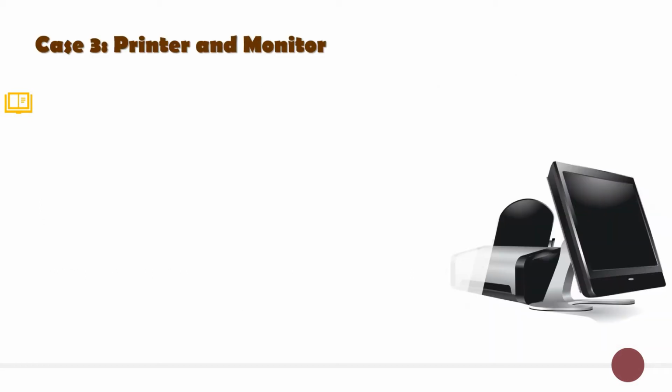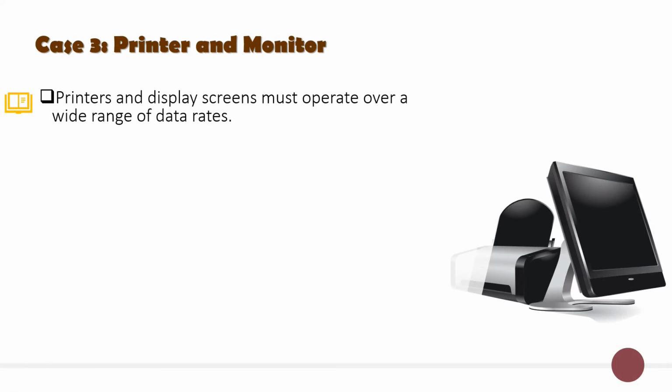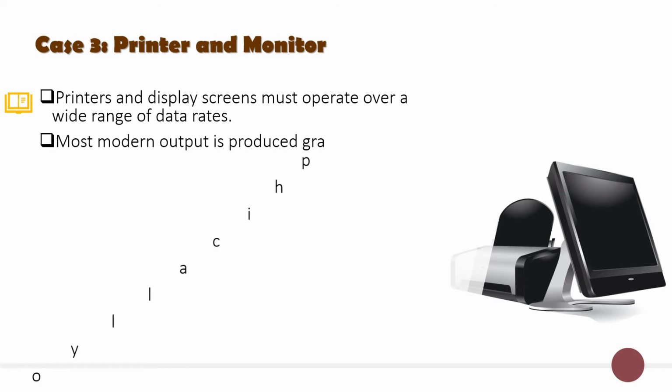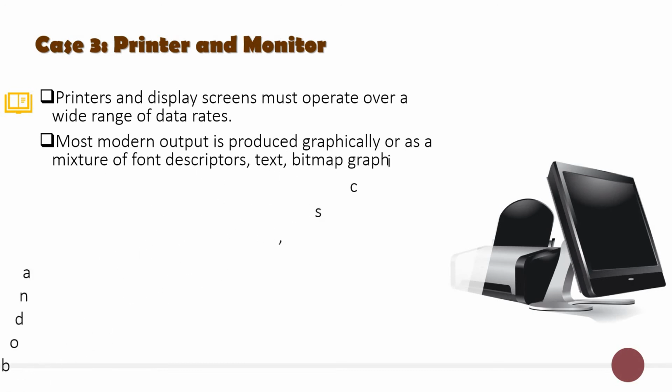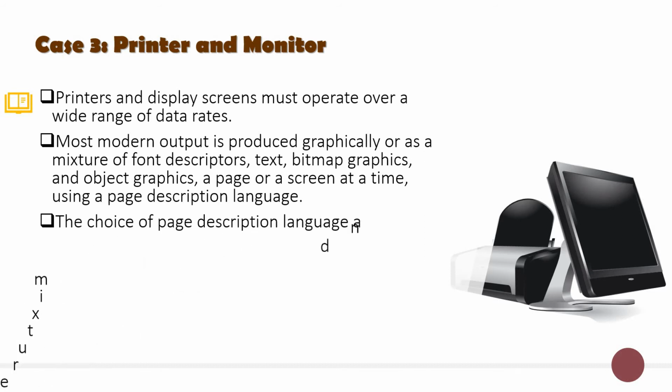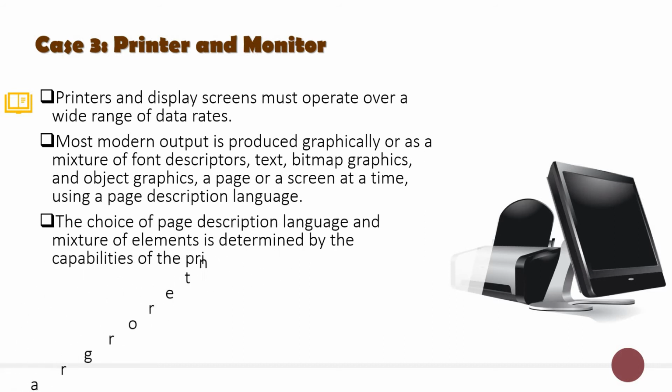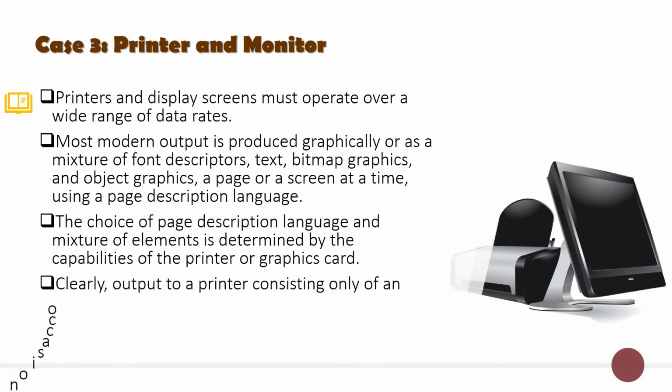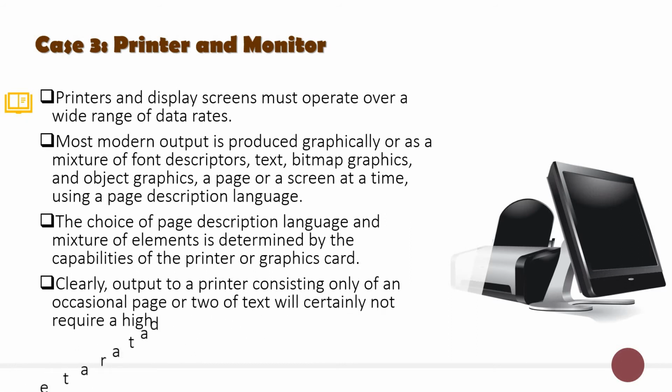Case 3, Printer and Monitor. Printers and display screens must operate over a wide range of data rates. Most modern output is produced graphically or as a mixture of font descriptors, text, bitmap graphics, and object graphics, a page or a screen at a time, using a page description language. The choice of page description language and mixture of elements is determined by the capabilities of the printer or graphics card. Clearly, output to a printer consisting only of an occasional page or two of text will certainly not require a high data rate regardless of the output method used.